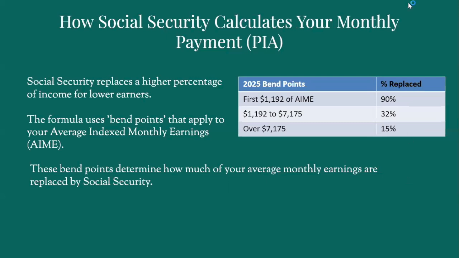So let's take a look at those bend points. The first 1,200, they're going to give you 90% of replacement earnings. But from 1,200 to 7,200, they're going to give you only 32%. Over 7,200, you're only going to get 15%. So the more you make, the more you're going to get, but you're going to get it at a decreasing rate. So this next slide shows a great example of that.